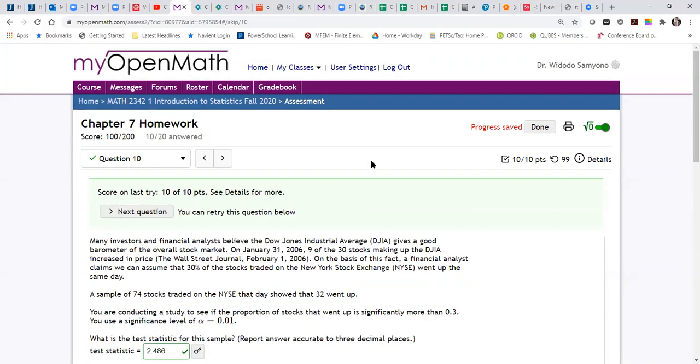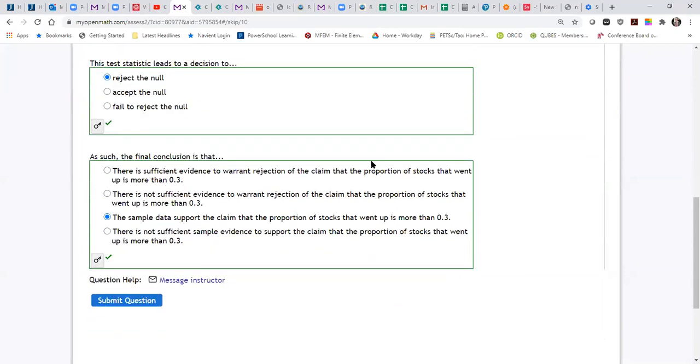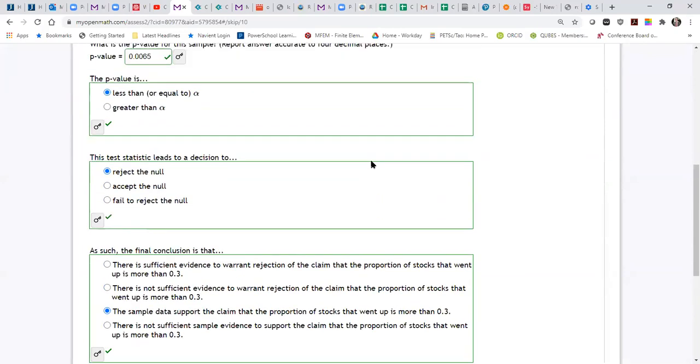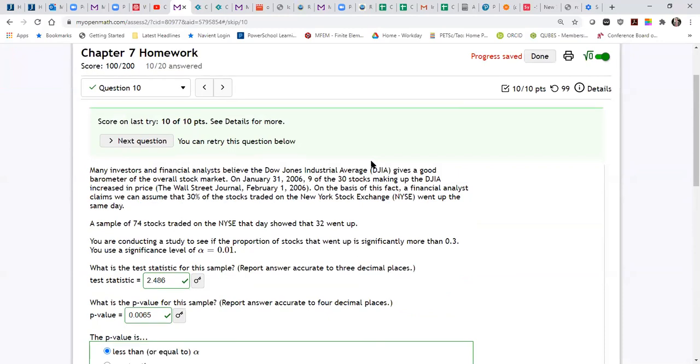Okay, so this is number 10. Do you have any questions? If you don't have any questions, I will continue with number 11.